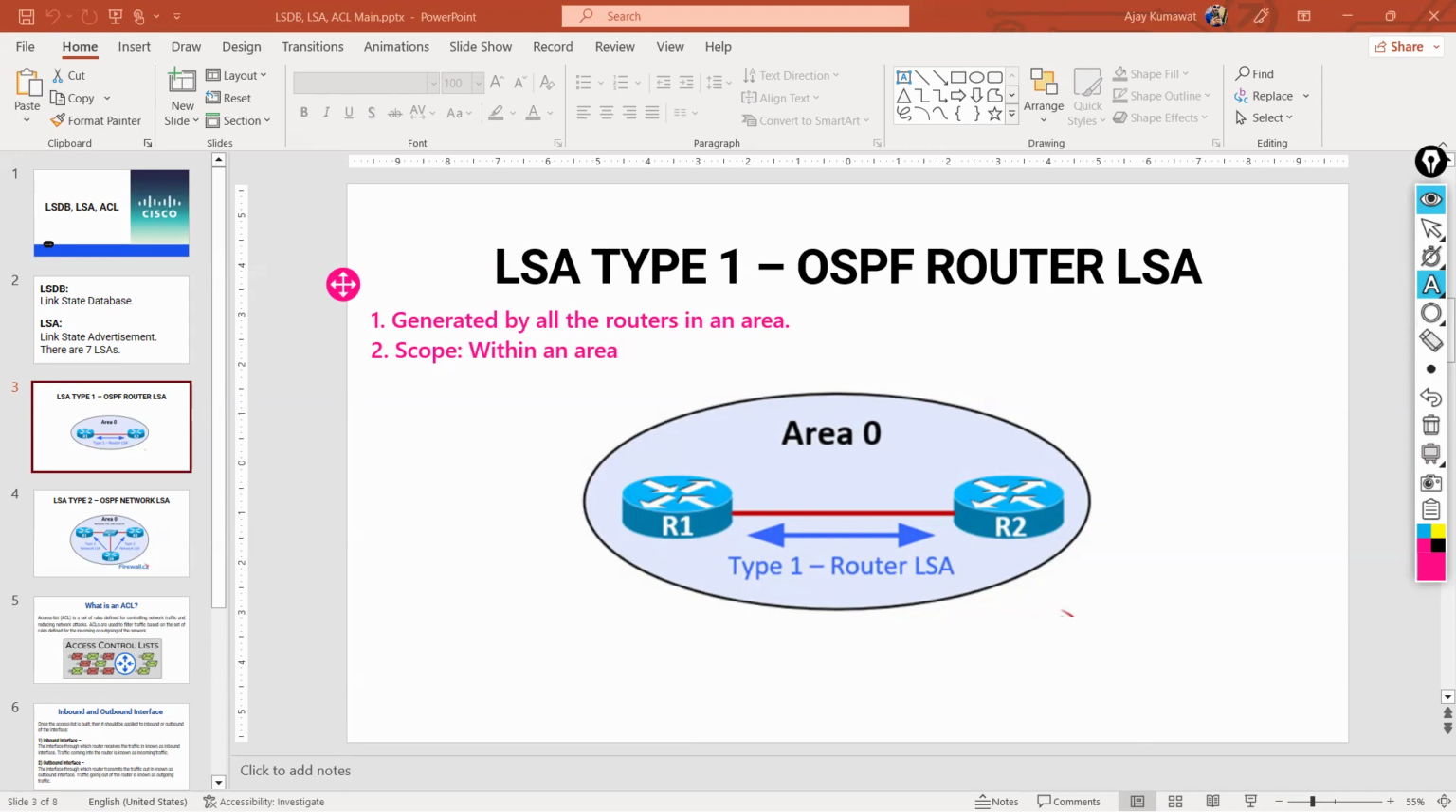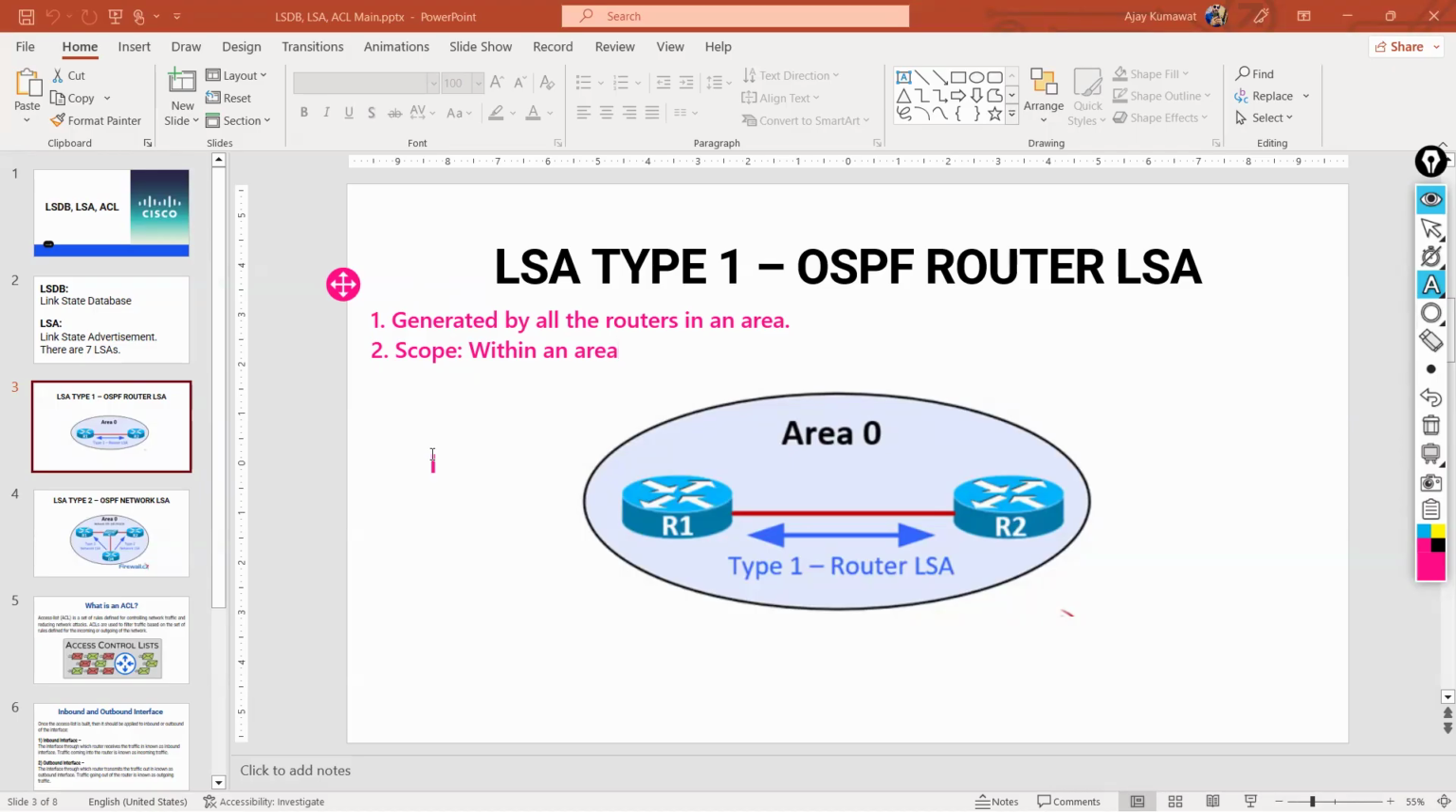This is clear. So when we go and check the OSPF database, according to our current DR-BDR topology, in the type 1 LSA, we will have information about 5 routers, R1, R2, R3, R4, and R5, because everybody is generating it.